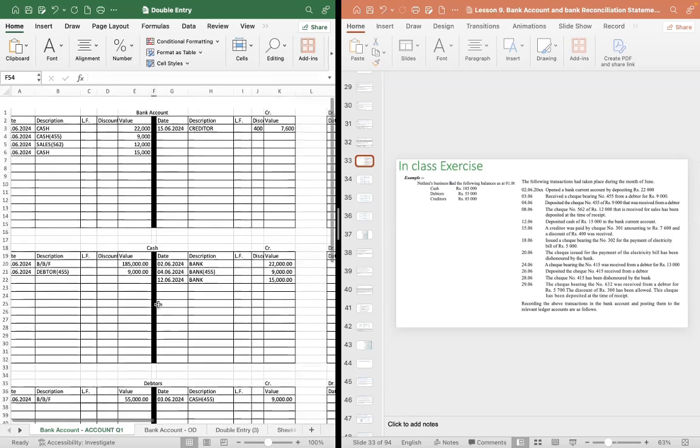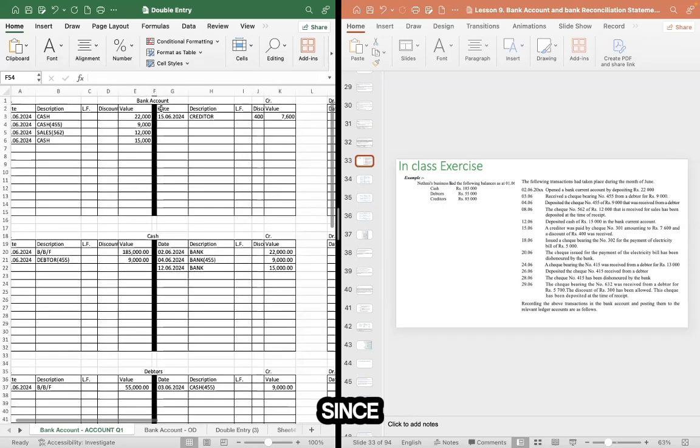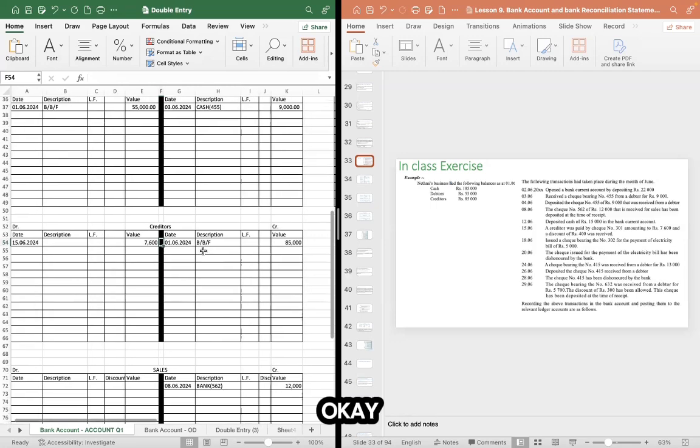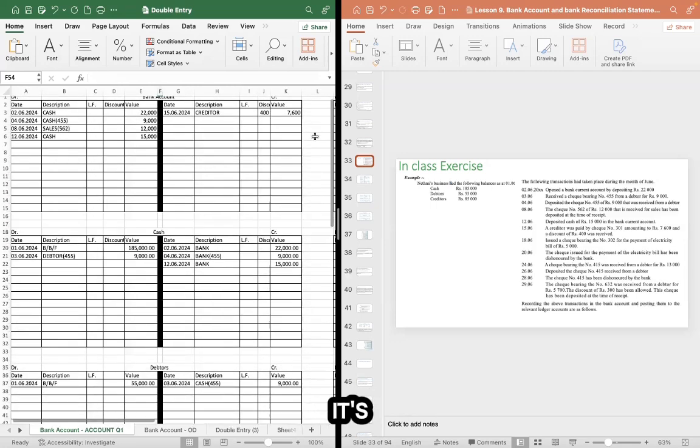7,600. Since we pay the creditor, my bank balance went down. Therefore, I credited it. Since I pay the creditor, මගේ creditors ලගේ තියෙන්නේ credit balance එක, creditors is a liability. My liability balance is going down as we pay a creditor. Therefore, I debited creditor's account. Okay, this 7,600, it's all done, and we recorded discounts received.